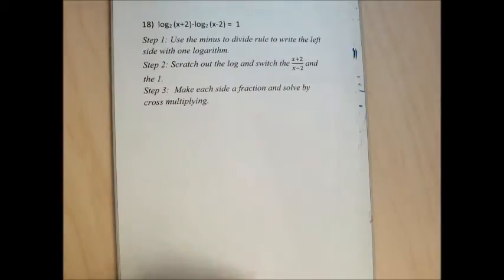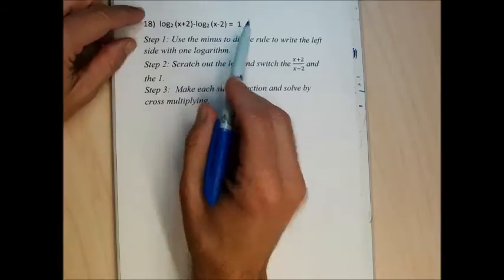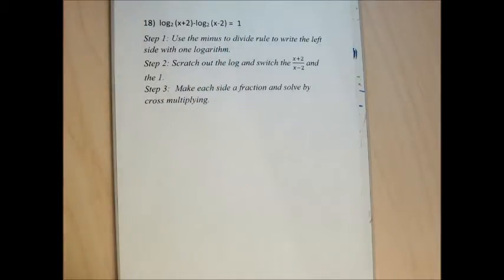18 is a tricky problem, and let me follow my steps. So 18 has two logarithms on the left side and a number that's not part of a logarithm on the right-hand side. Those I can't just drop the logarithms. I have to do these a little bit differently.